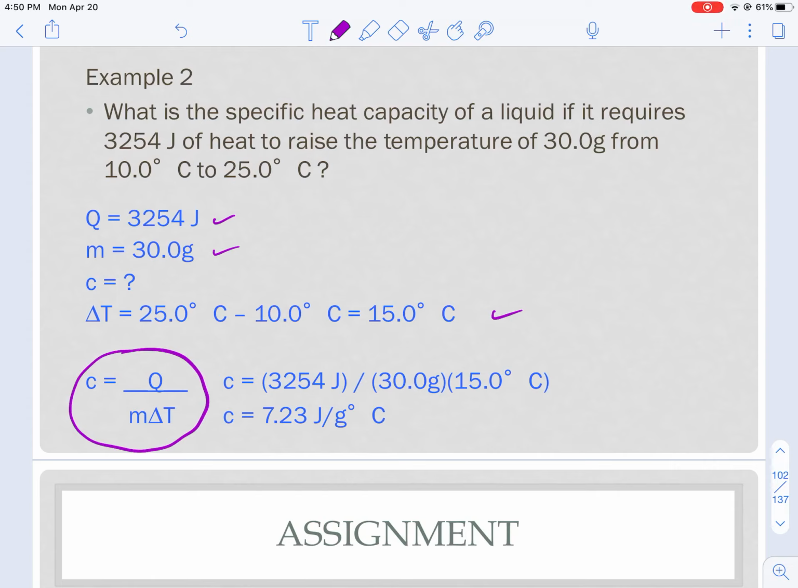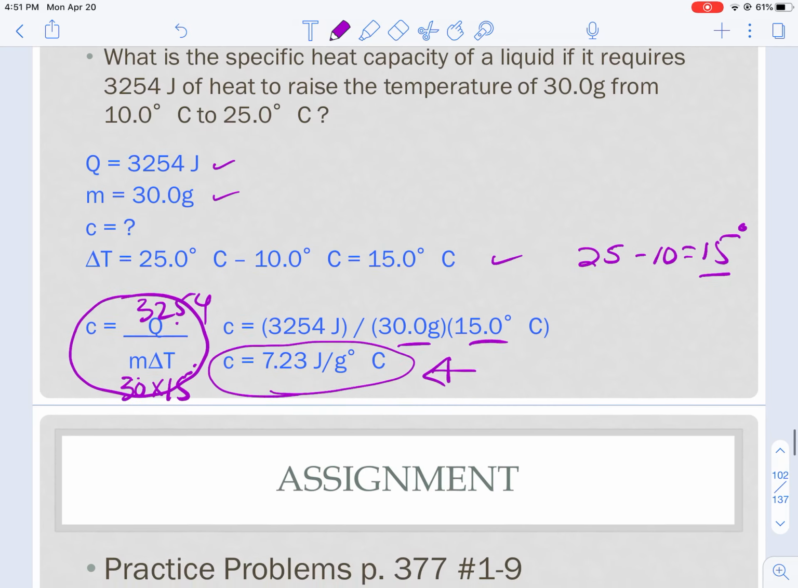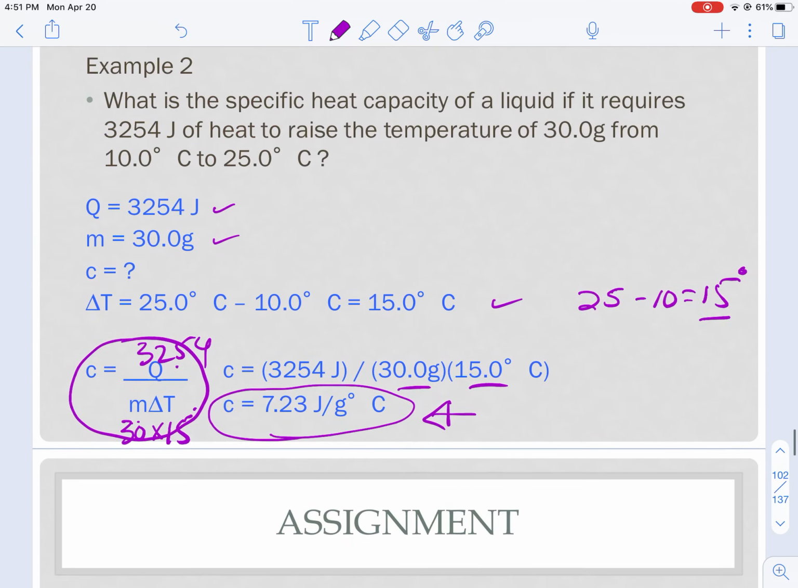But it all works out to this same thing, that you have to take your Q, which is 3254, divided by the mass of 30 times the temperature change, which we see was 25 minus 10, which equals 15 degrees. So you put your 15 degrees and your times by 30 at the bottom here. 30 times 15 degrees. At the top was your 3254. And when you divide that all up, your answer is going to be the heat capacity you were looking for, which is 7.23 joules per gram degree Celsius.